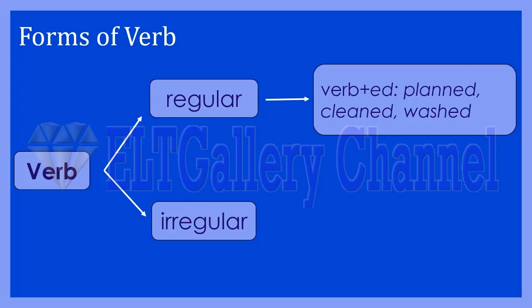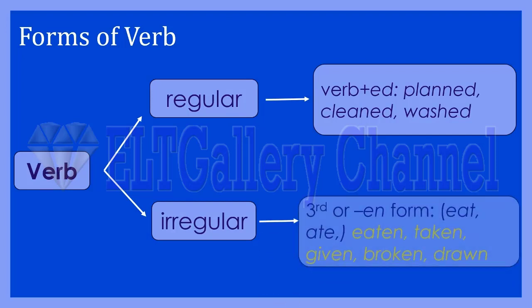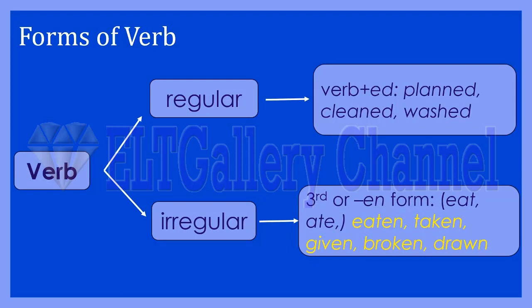And then we have the irregular verb. We also call the third form the en form. We call it the third form because the verbs used for the passive are the third form. The first is eat, the second is ate, and the third is eaten. And then take, took, taken. So the term for the passive of the irregular verb is more common; it's more common to call it the en form.